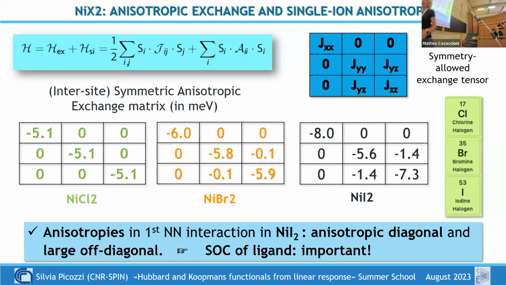It's very large. And this you understand, because all these DM and DM is 0. All these off-diagonal terms arise from spin-orbit coupling. So it's reasonable that I get some large number on nickel iodide and 0, or close to 0, on nickel chloride.